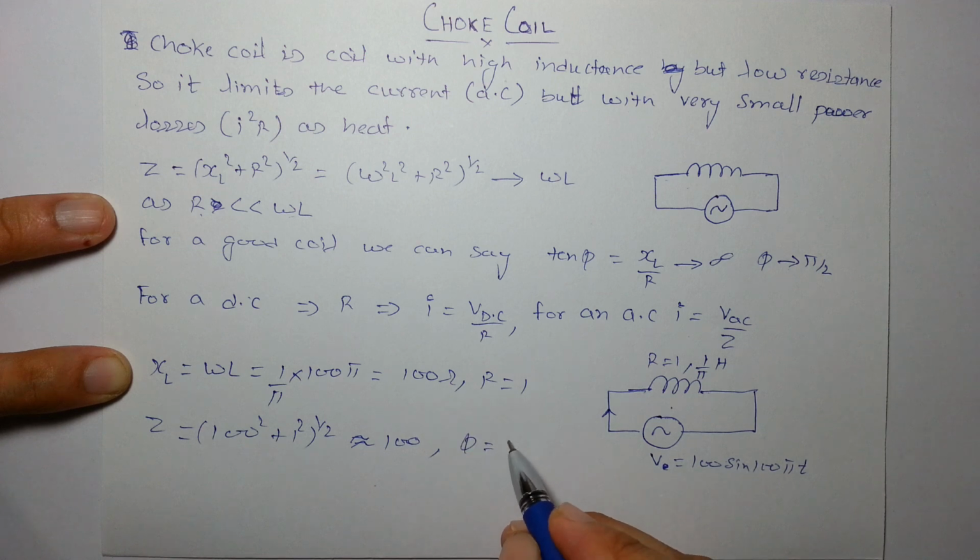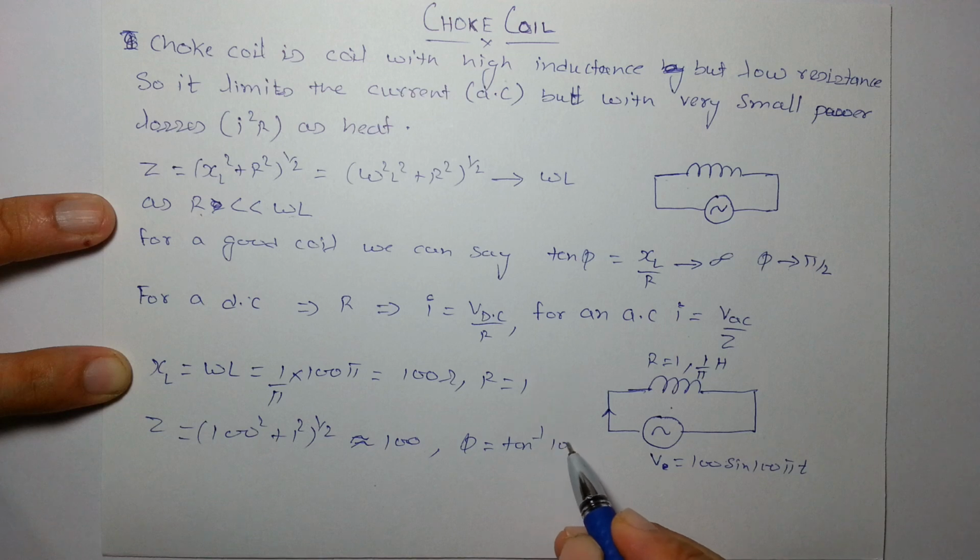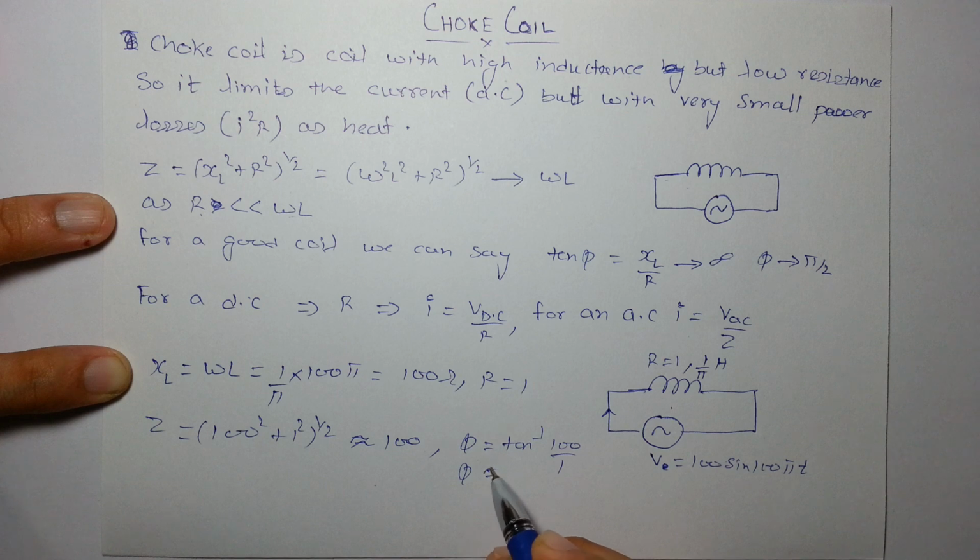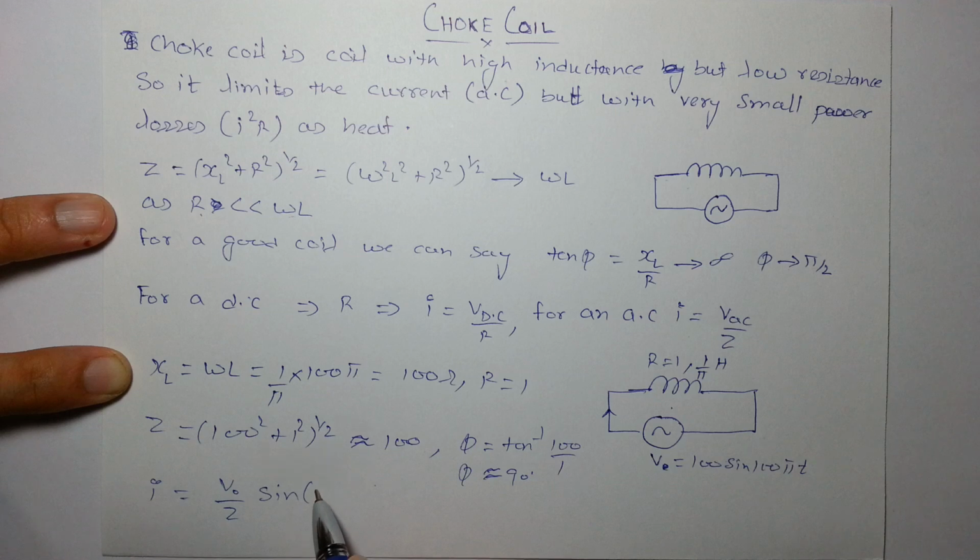And what is phi? Phi is tan inverse of 100 by 1. So it is very close to 90 degrees. Phi is very close to 90 degrees. What about the equation of current? Current will be V naught by Z sin of 100 pi t minus phi. As it is an inductive circuit, the current will lag by this much phi. V naught by Z is I, sin 100 pi t minus pi by 2.